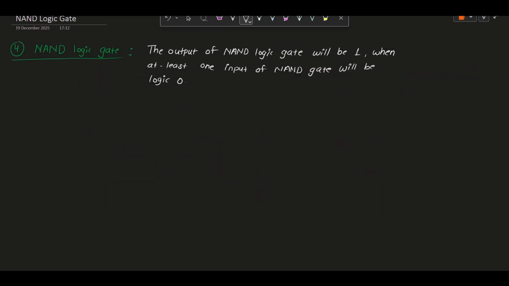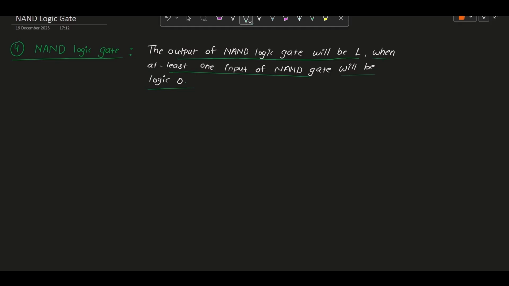So let's start. Let's see the NAND logic gate. The NAND logic gate is the complement, the reverse, of the AND logic gate, which we will see in the functional definition as well as in the truth table. So first we will observe the output behavior of the NAND logic gate. The output of the NAND logic gate will be 1 when at least one input of the NAND gate is logic 0. So from here we can say whenever any input of the NAND logic gate is 0, then immediately the output of the NAND logic gate will be logic 1.